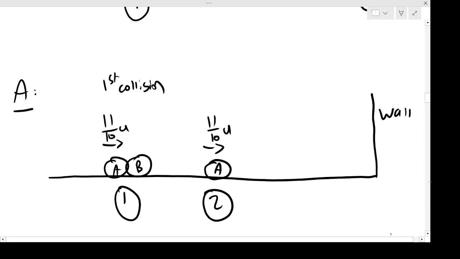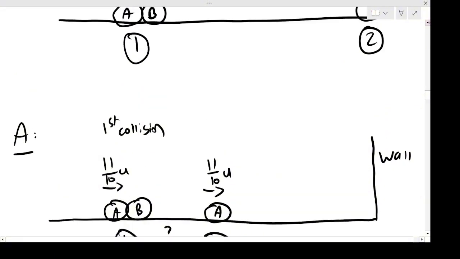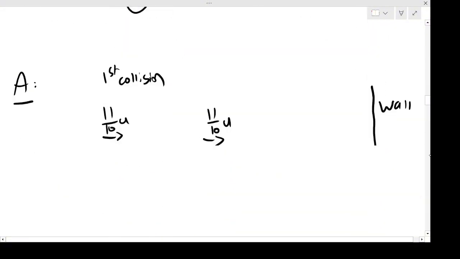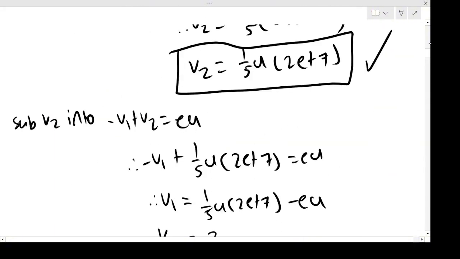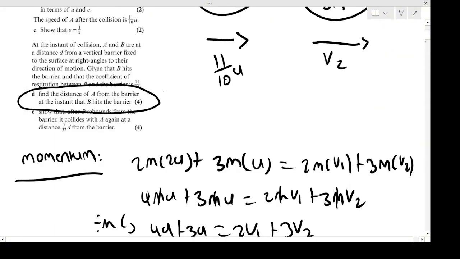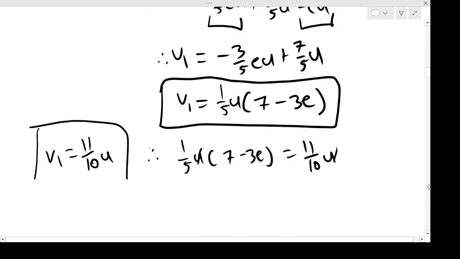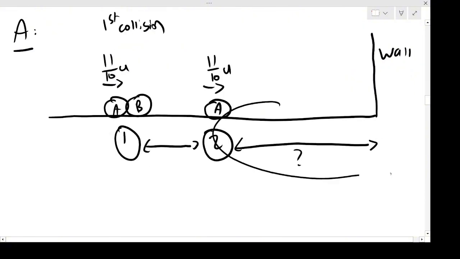Now it wants me to find the distance here. Okay, what is this distance going to be? It wants me to find the distance from the wall. Sorry, so it wants me to find this distance here. Okay, remember what the question said. The question said, find the distance of A from the wall at that point. Okay, so sorry, it should be that distance. It should be this distance here from point 2 to the wall.